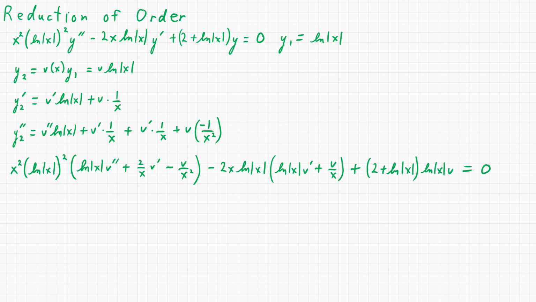All right, let's try to simplify this. I've got x squared, natural log squared, then another natural log, so I have x squared natural log absolute value of x cubed times v double prime. Then I've got 2 over x times x squared, so that's going to be a plus 2x times natural log absolute value of x squared, all times v prime. Then I've got a negative v over x squared times x squared, so that's just going to be a minus v, no x's. Then I have my natural log absolute value of x squared.